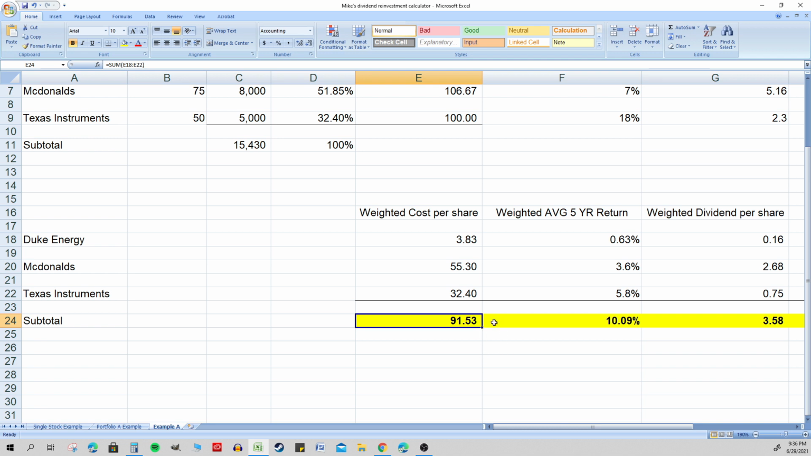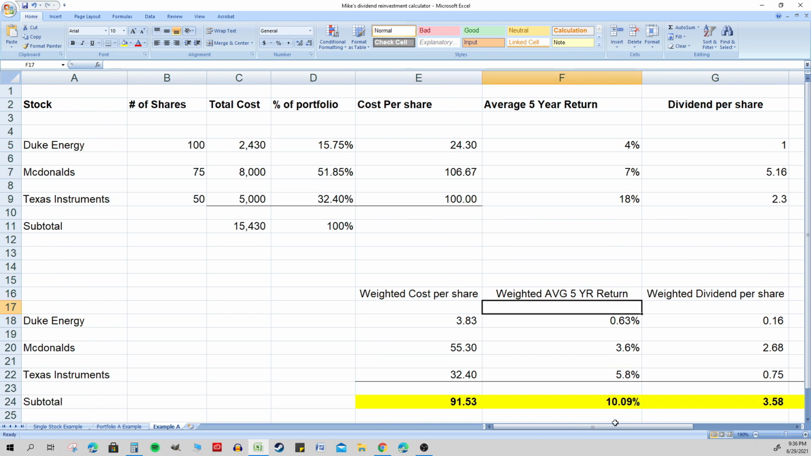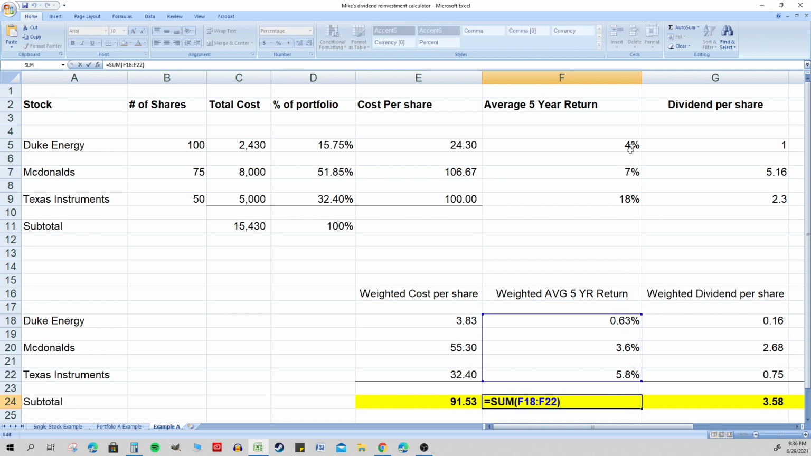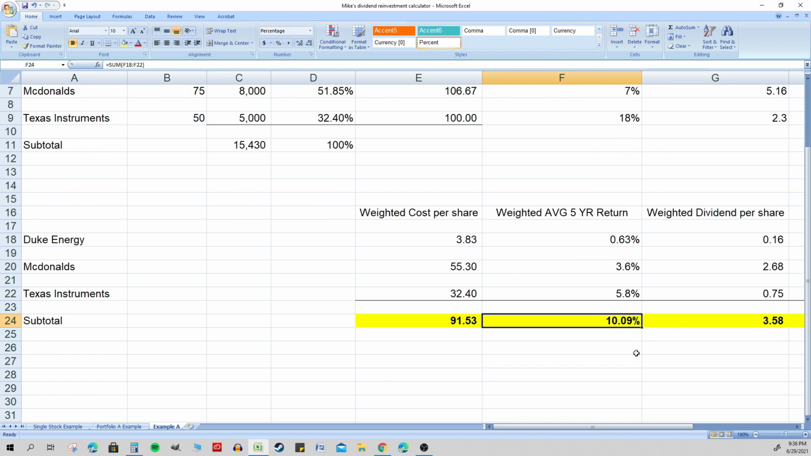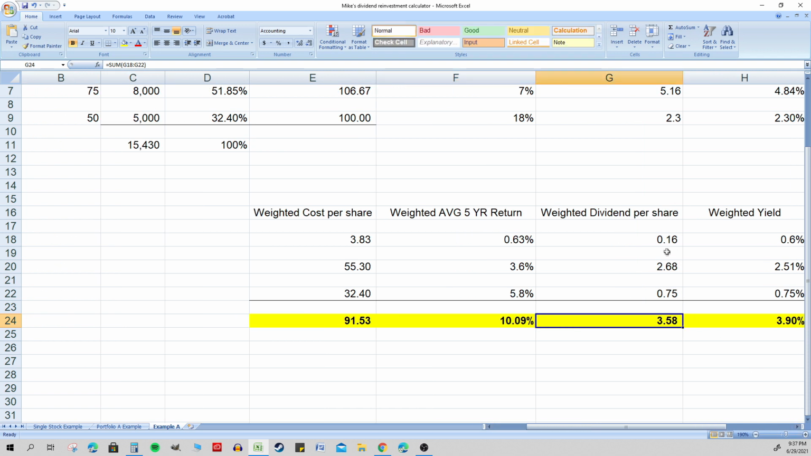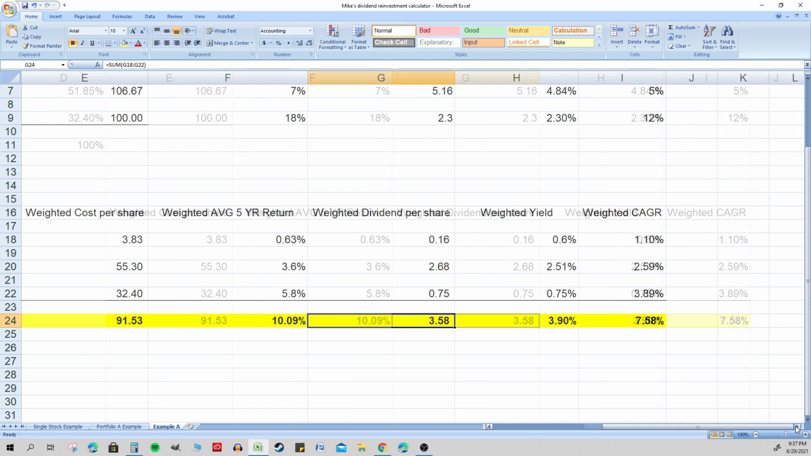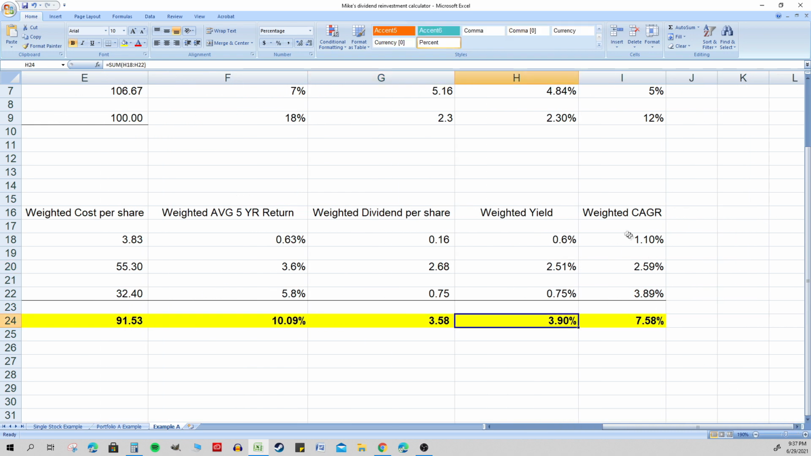And you would take this information, so this would be like the share price, okay? So of your portfolio, to buy one share of your portfolio based on this weighted average formula would cost you $91.53 per share. Your weighted average 5-year return based on these different returns above is 10%. Your weighted average dividends per share is $3.58. Weighted yield is 3.9, and your compounding annual dividend growth rate on this is 7.58.